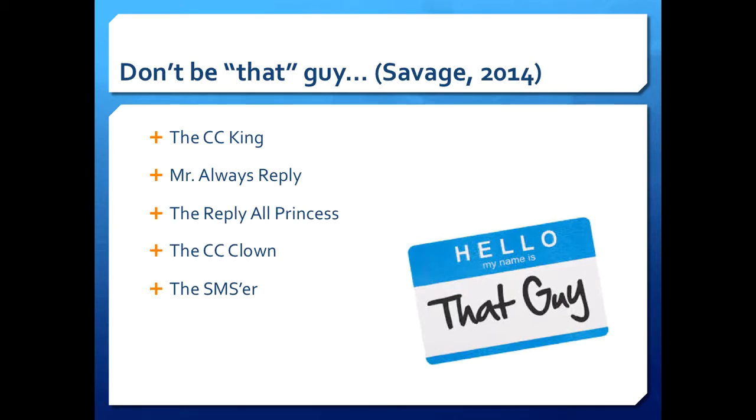Okay, so these are the people that you don't want to be. The CC king: don't CC everybody. Not everybody needs to know. Not everybody wants to know. Don't always reply back. Not everyone needs to know what you think. The reply all princess.